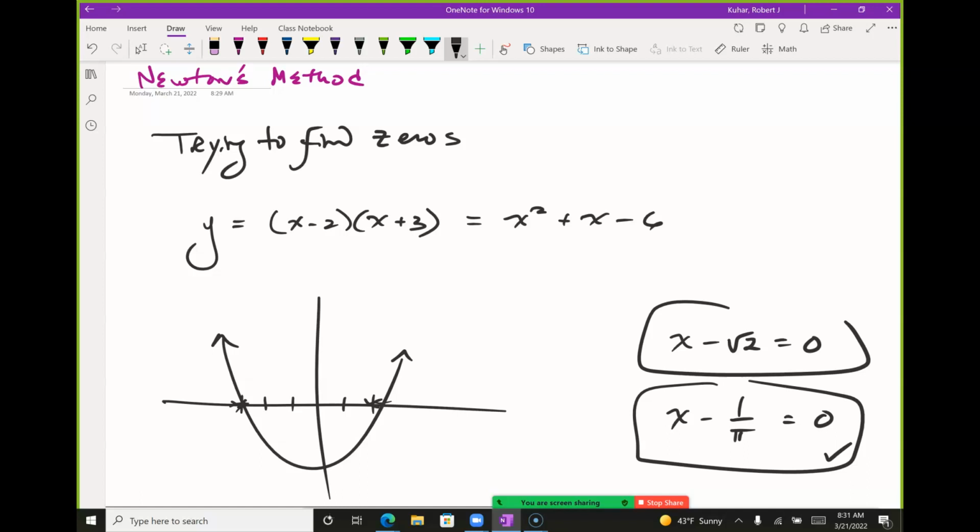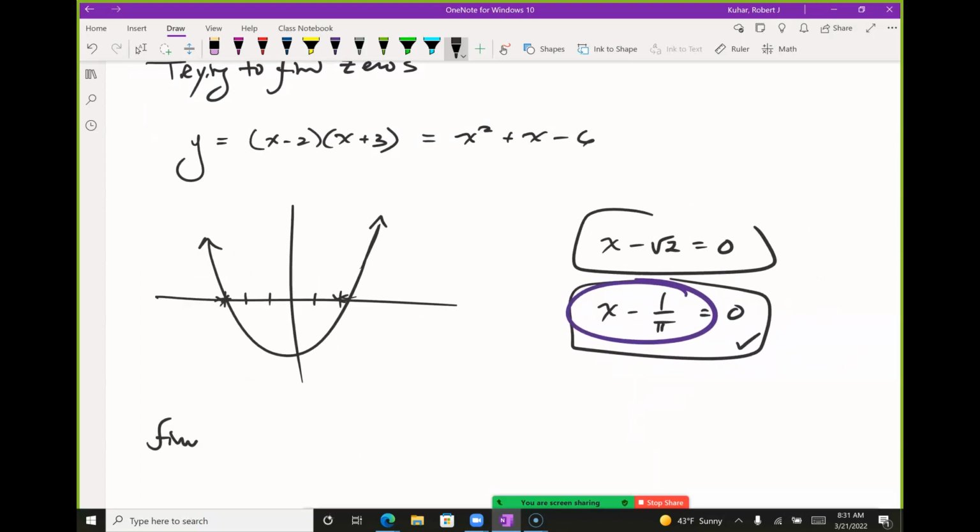Wait, wouldn't a function like x minus 2, x plus 3, just have zeros at negative 3 and plus 2? Yes, but in this case, it's very easy. I see. In this case, not so easy, right? A little bit more tricky. But what I'm trying to do is demonstrate to you what Newton's method is doing here.